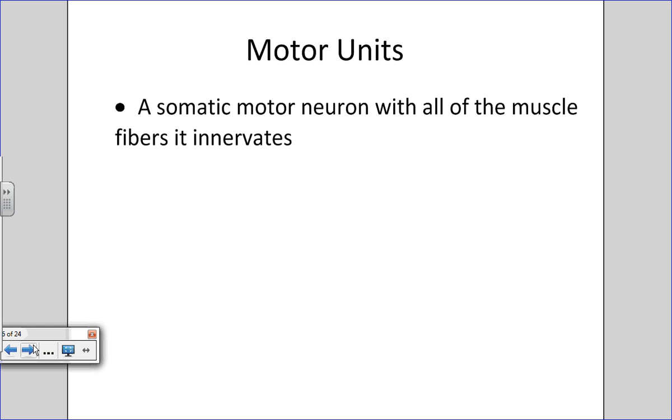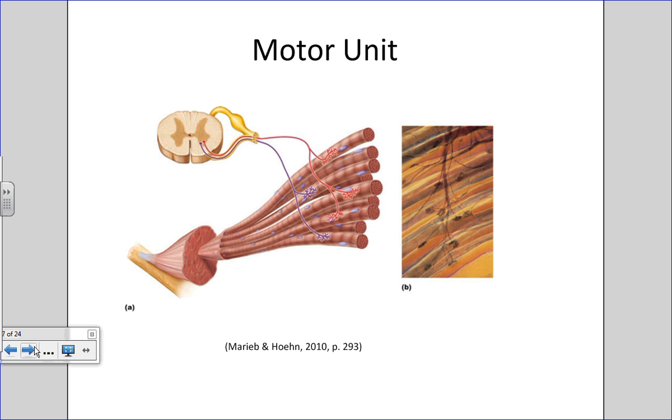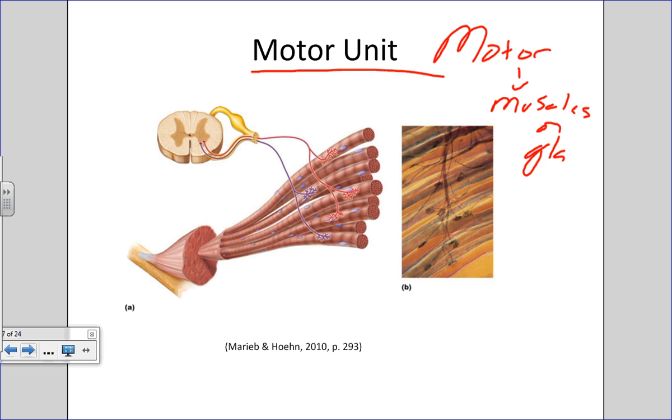Now, when we want to talk about how muscles are innervated, we have to take a look at what are called motor units. A motor unit is a somatic motor neuron with all the muscle fibers it innervates. So let's jump and take a look at this picture here. A somatic motor neuron. Remember, when you hear motor, you should be thinking muscles or glands. Motor neurons are the neurons that branch out from the central nervous system and stimulate our tissues to perform some kind of action.